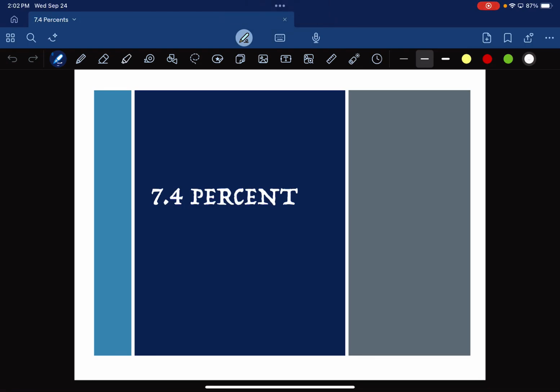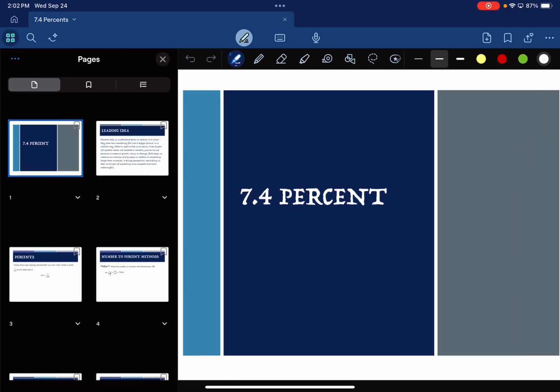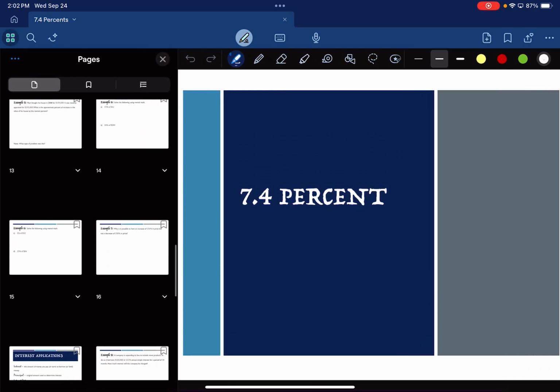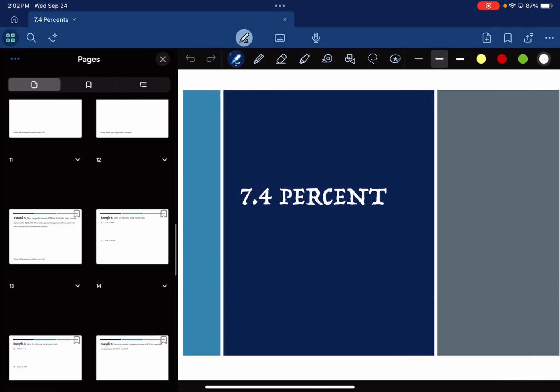So we're picking back up where we left off last time in section 7.4, looking at percent. And in particular, we had gotten to the point in this lesson where we're going to take a look at interest. That's the last thing that's going on here in our section of material.